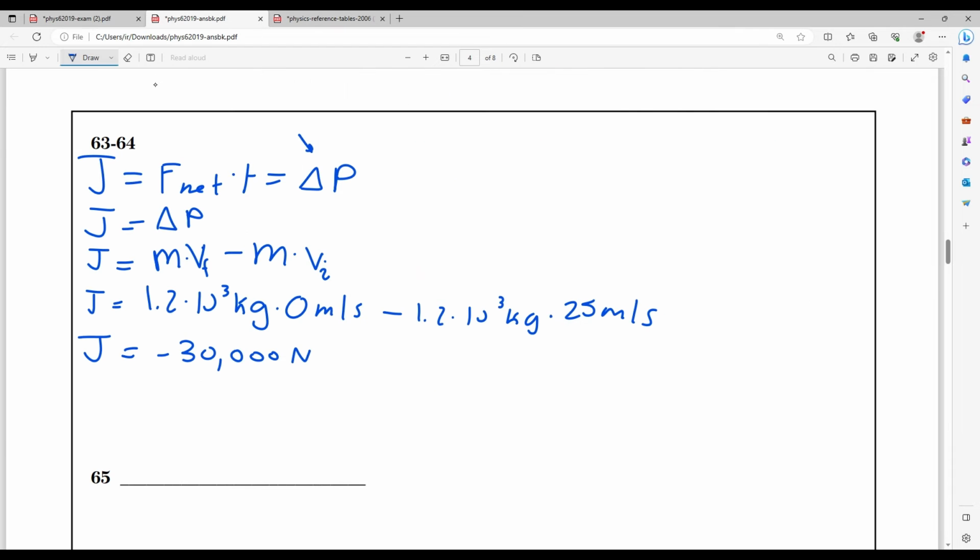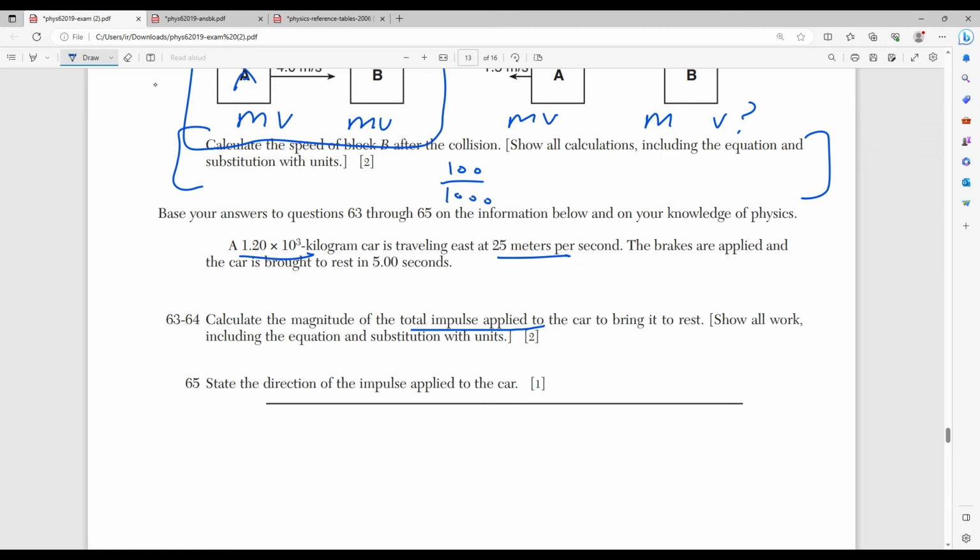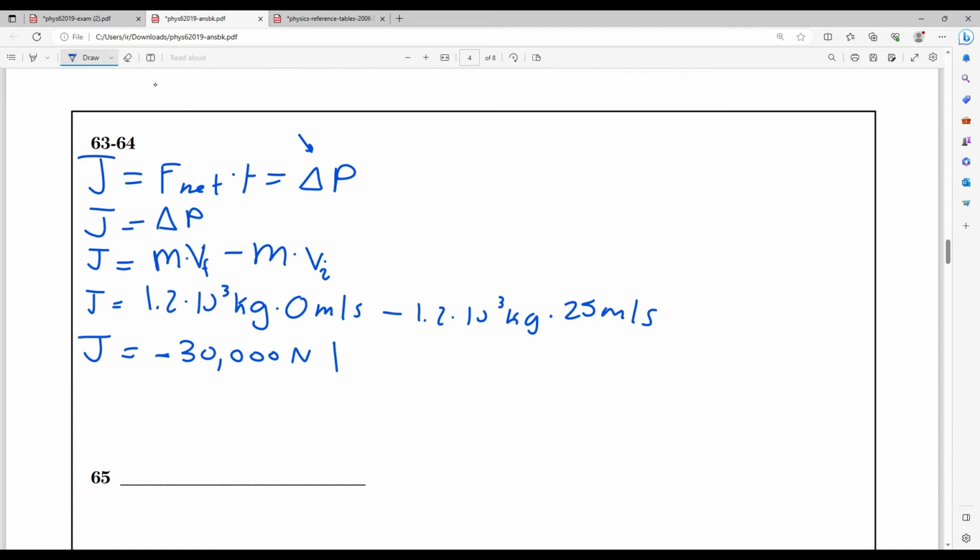Which means that you need to apply an impulse of negative 30,000, or 30,000 to the west, because it's traveling to the east, to slow it down. So that's going to be your answer.